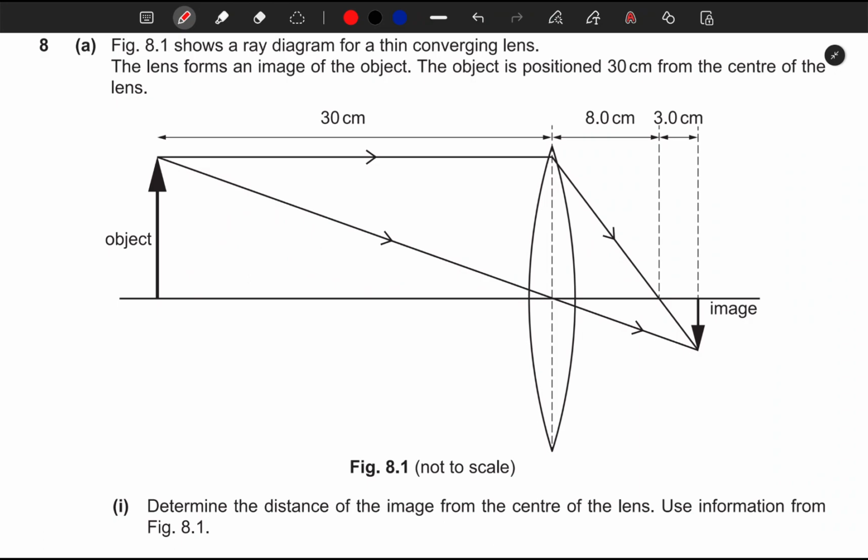In this video, we are going to look at lenses and the images that are formed by them.